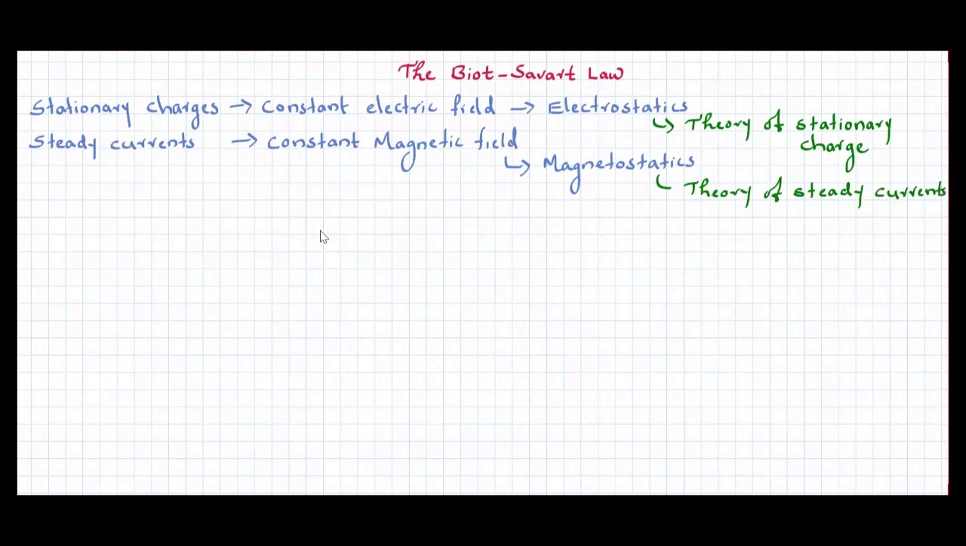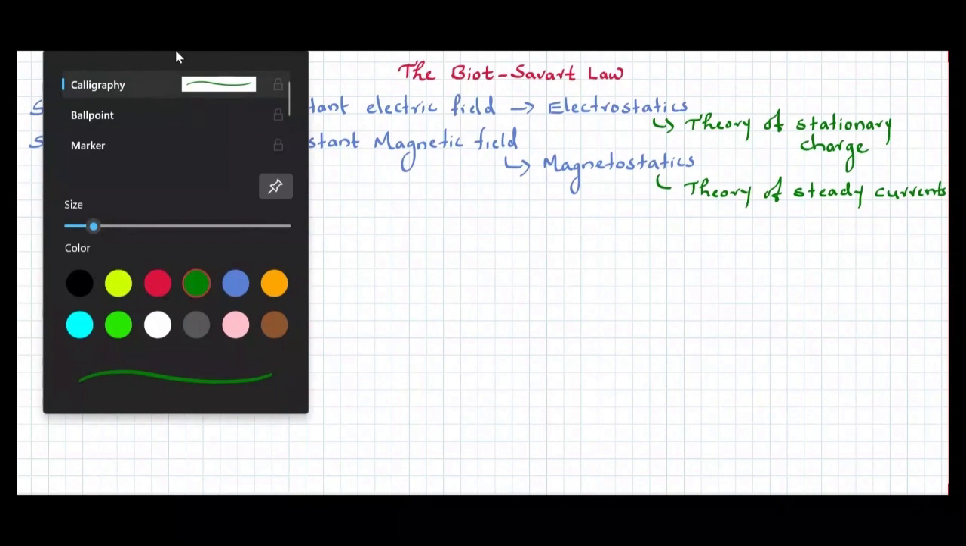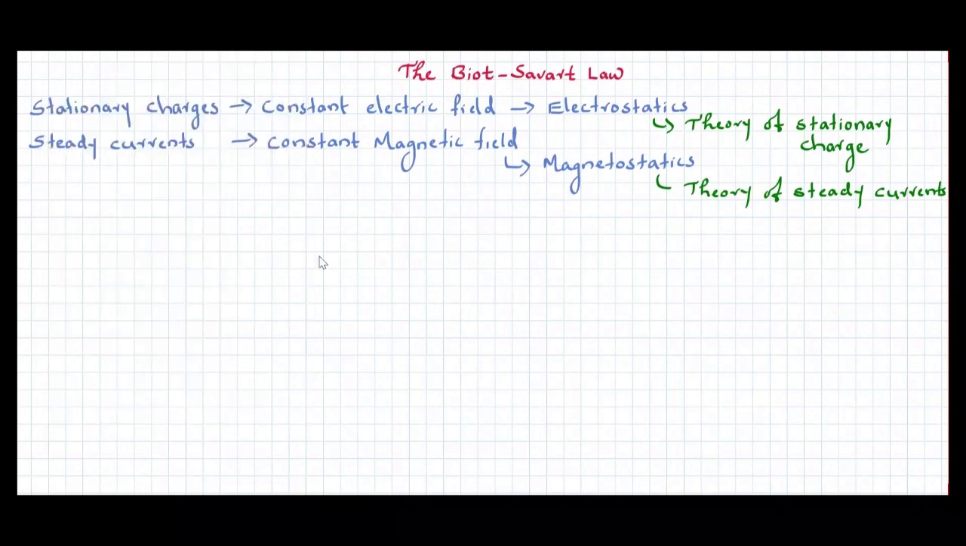Thus, we can say that stationary charges produce constant electric fields, and that is electrostatics. Steady currents produce constant magnetic fields, so you have magnetostatics. Now let us discuss the Biot law.